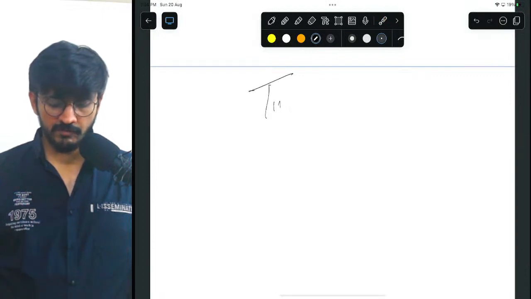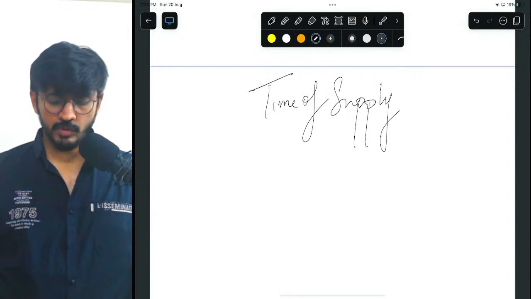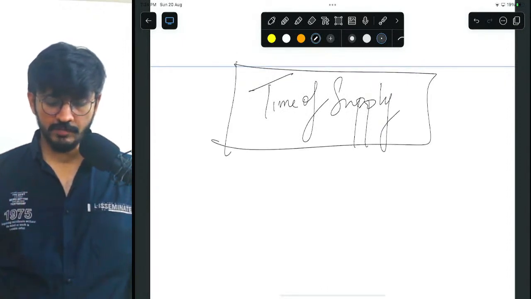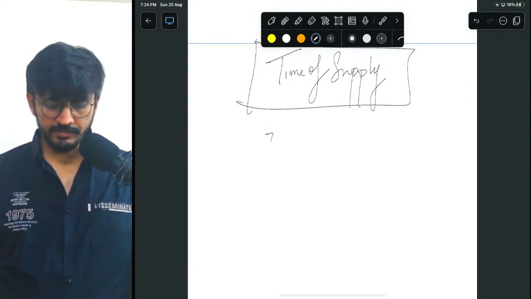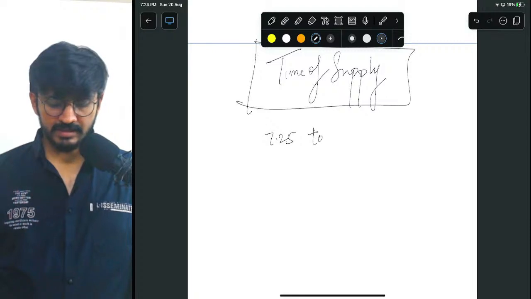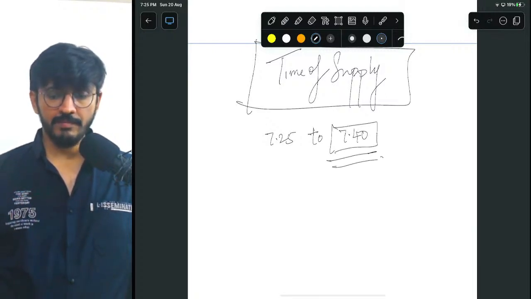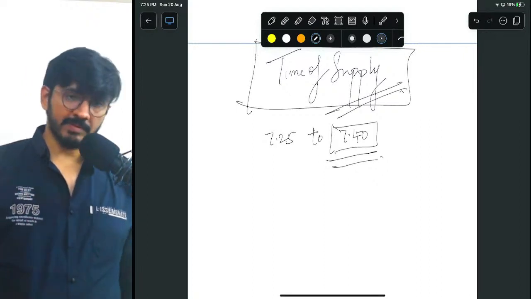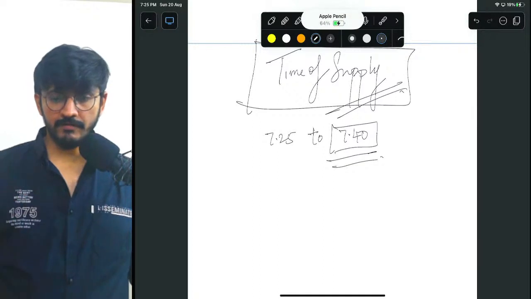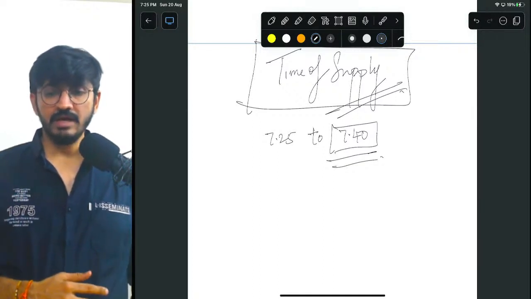We will now start with the time of supply. But let's do one thing. Let's take a short break. It's 7:25 now. Let's come back by 7:40, and start time of supply and also wrap up time of supply.